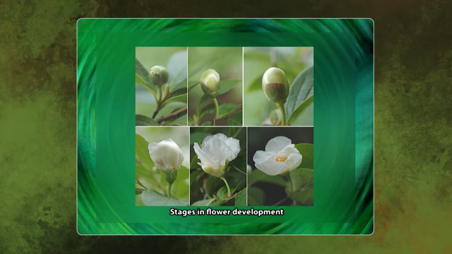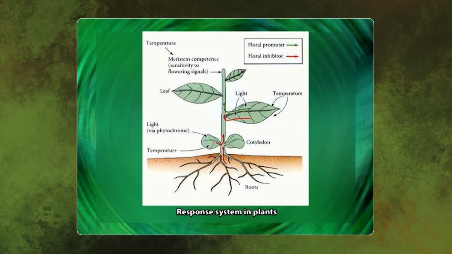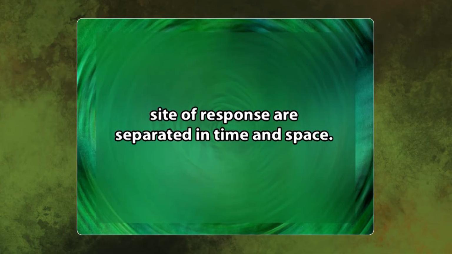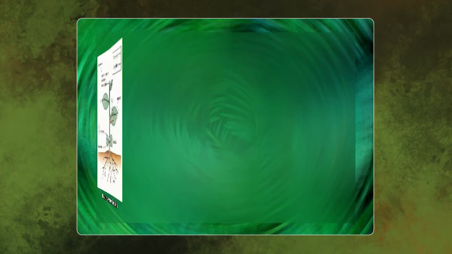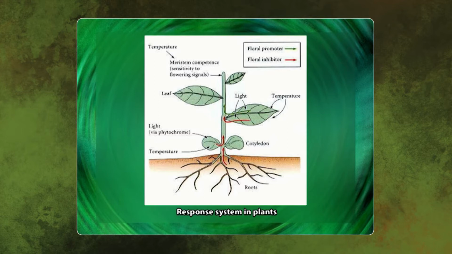Most of the environmental signals impinge on leaves and the resultant downstream products have to be translocated to the shoot apex. This means that the site of perception and the site of response are separated in time and space. These signals determine whether the shoot apical meristem will produce vegetative or reproductive structures. The signals that promote or inhibit flowering can move from roots, cotyledons or leaves to the shoot apex. Once the signal is received, the shoot meristem competence determines whether the plant will respond to the signal or not.